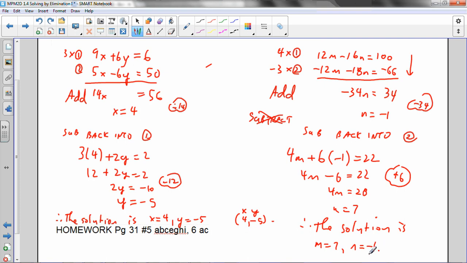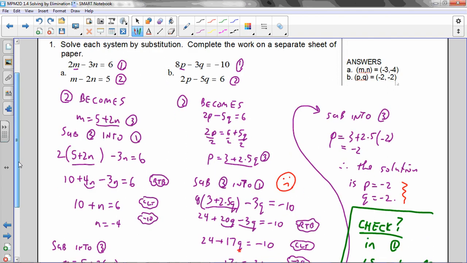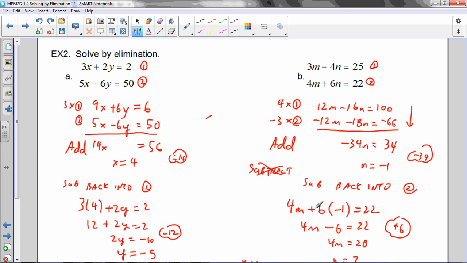And again, remember, we can always do a formal check if we'd like, just like we did in the 3-minute review. A left side, right side check in one of the, well, usually it's the other one. We used 2 to find the value for m, so we do a formal check in 1, left side, right side for 1, to see if it checks.